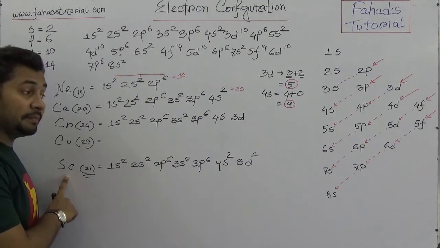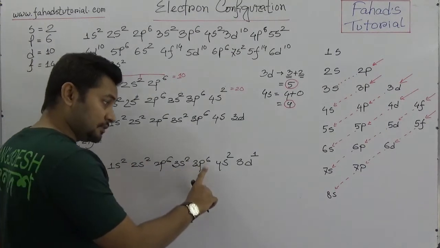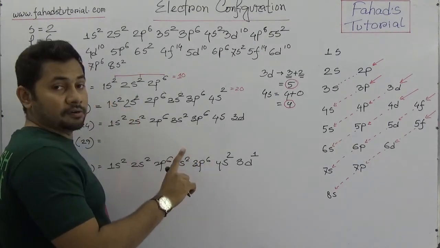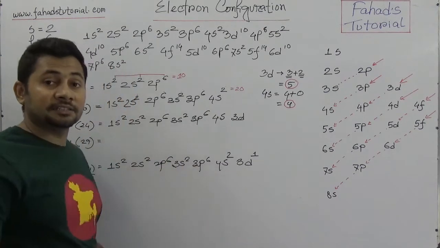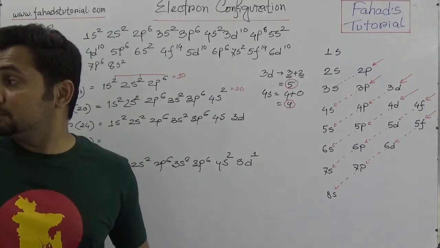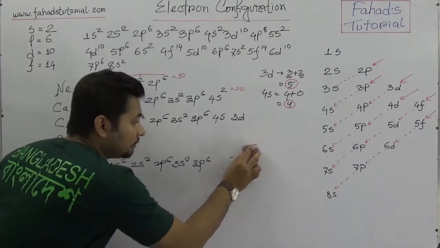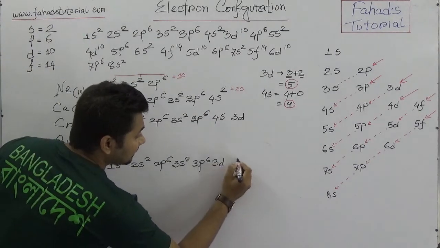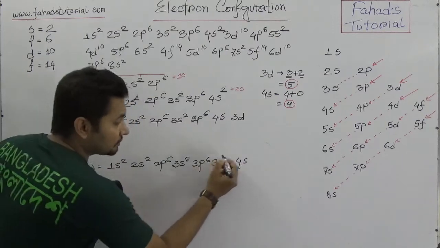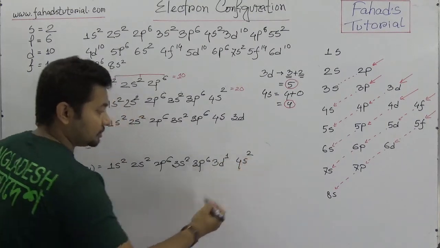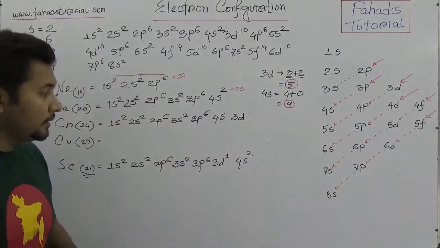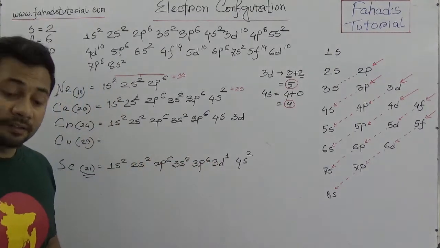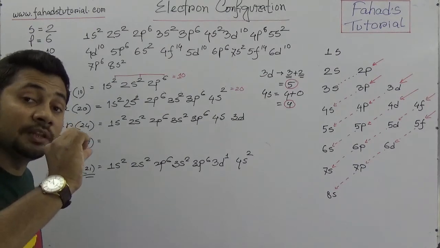But we know that electrons go to the 4s orbital first, and of course when we write this electron configuration, we will do it accordingly. So what is the accordingly thing? We need to place 3d here and then 4s, so here it will be 3d1 and 4s2.